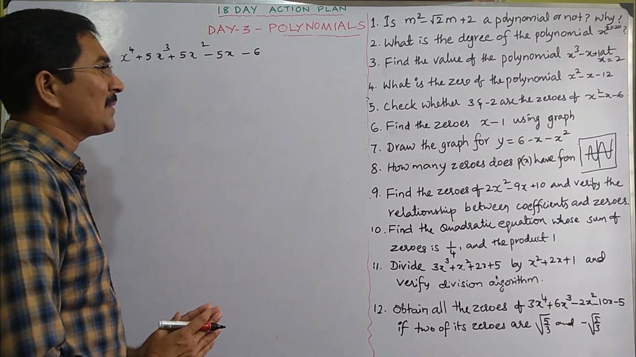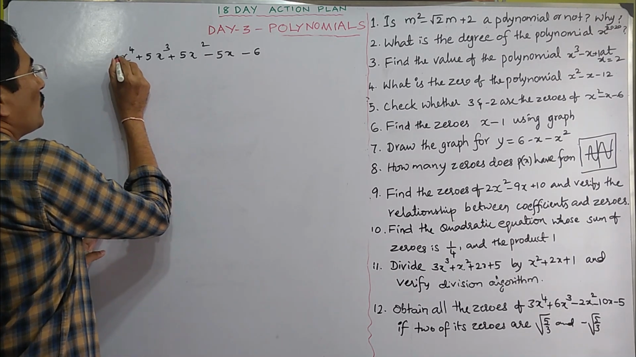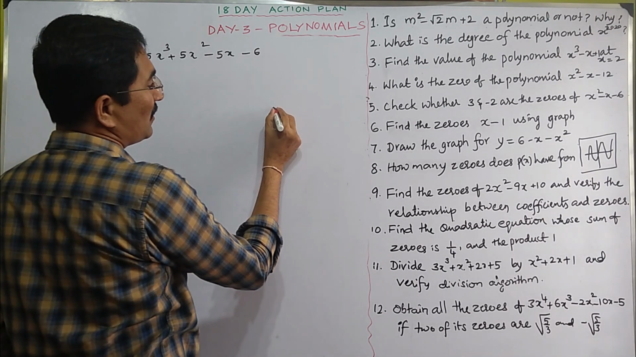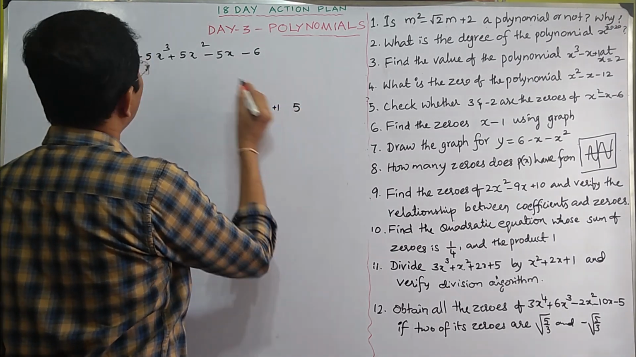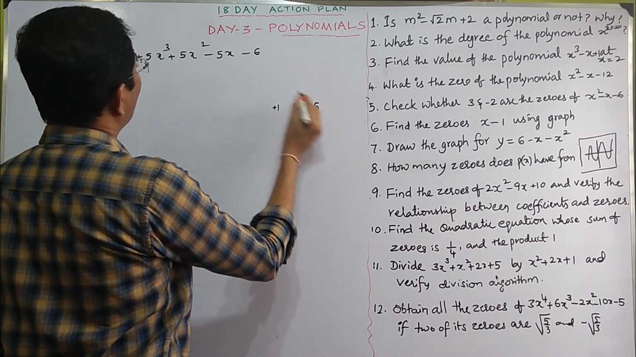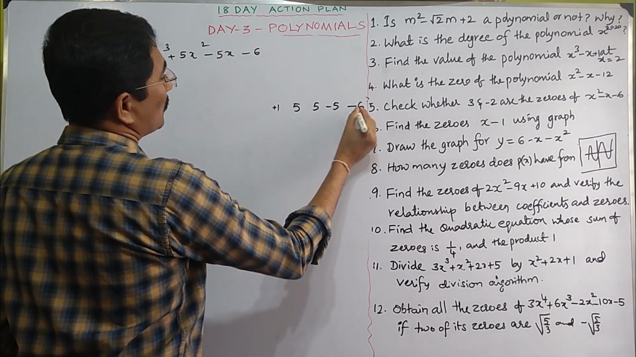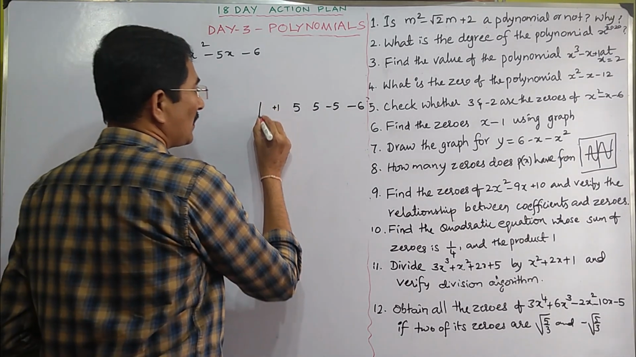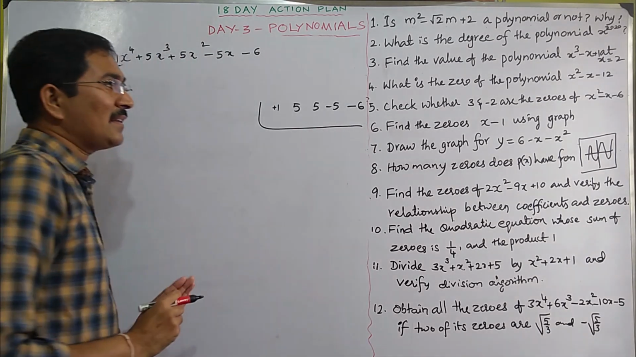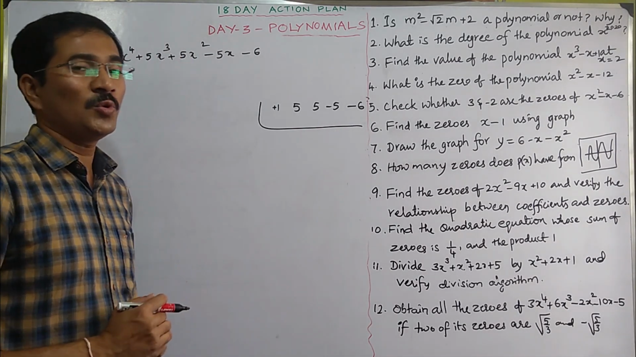So what do we do here? We take only the coefficients. What is the coefficient here? It is 1. Always take it along with the symbol. So it's plus 1. Then 5. Then 5. Then minus 5. Then minus 6. So all the coefficients are taken in order. We will do it like this. Here this appears like LCM, but it's not so. So what should you do here?